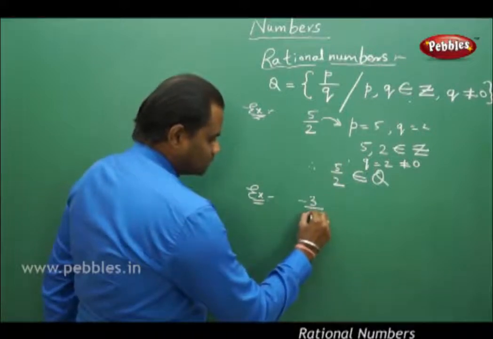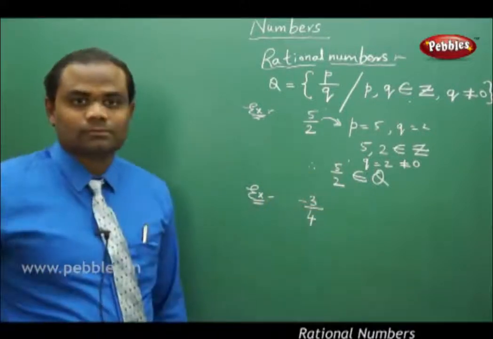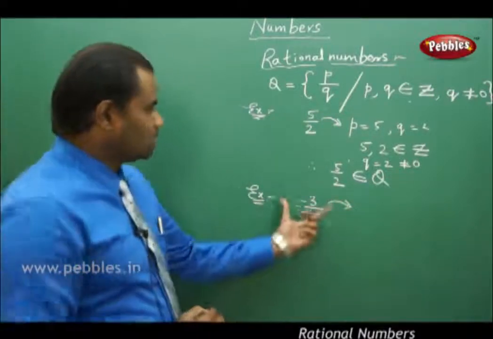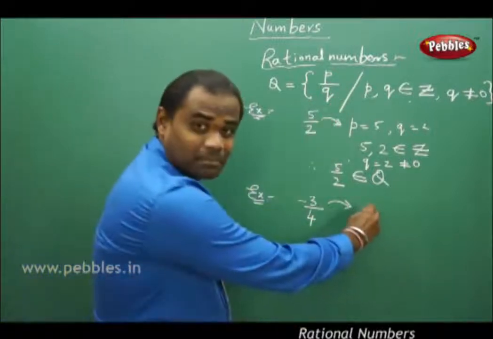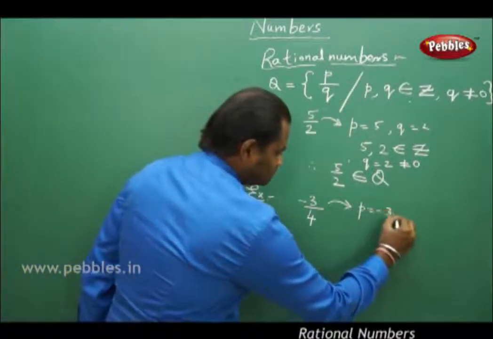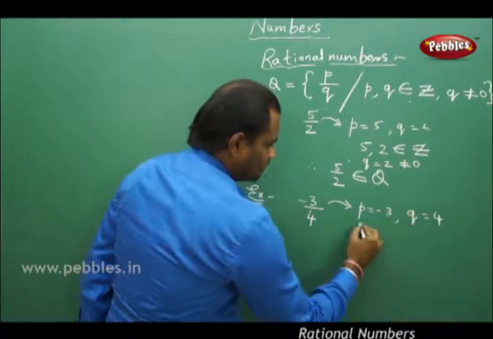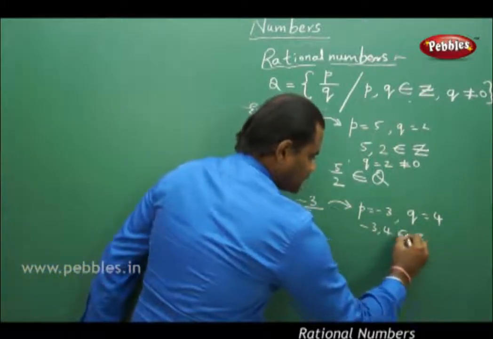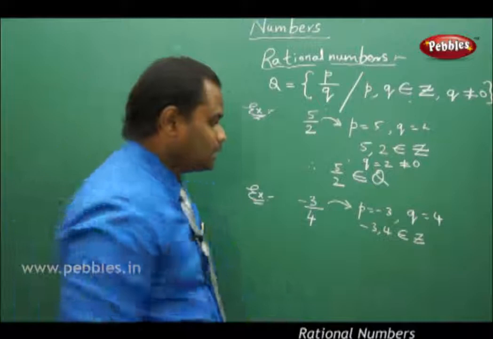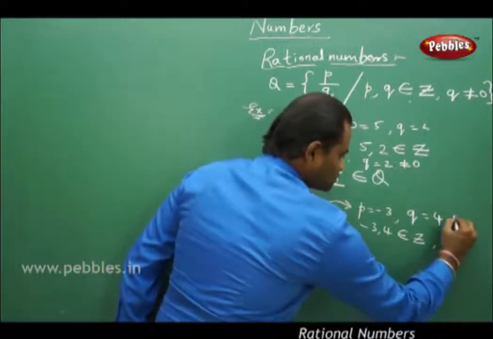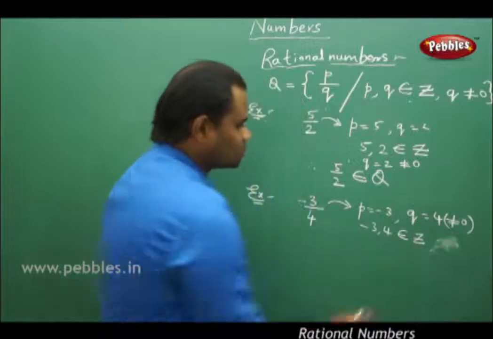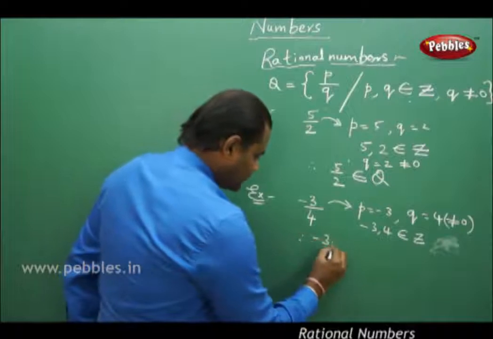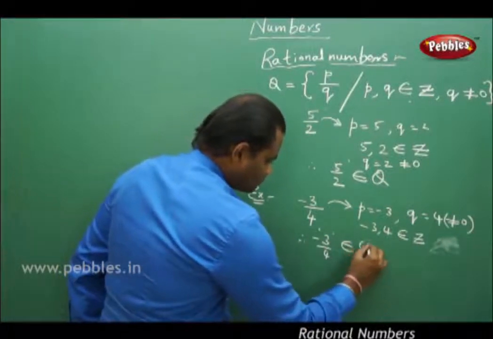Minus 3 over 4. Let's see. I take this number again and compare it with the p by q form. So I get p as minus 3 and my q is 4, where minus 3 and 4 belong to Z, because even negative numbers come under integers, and q, which is equal to 4, is not equal to 0. So these are the two conditions which are satisfied. Therefore I can say that minus 3 by 4 belongs to Q.